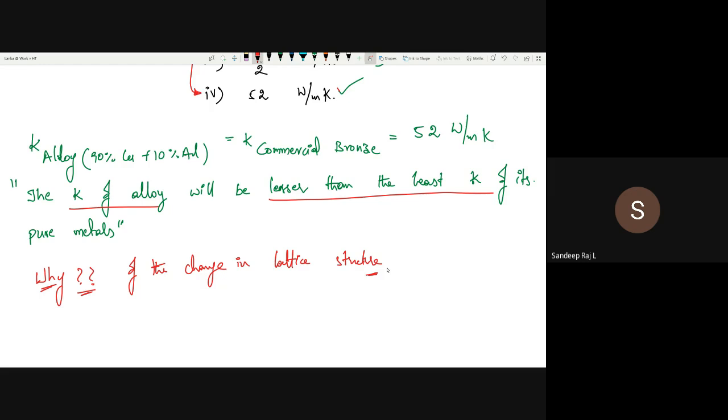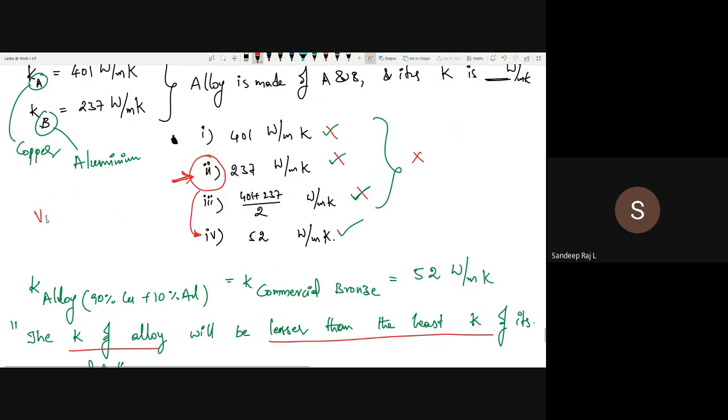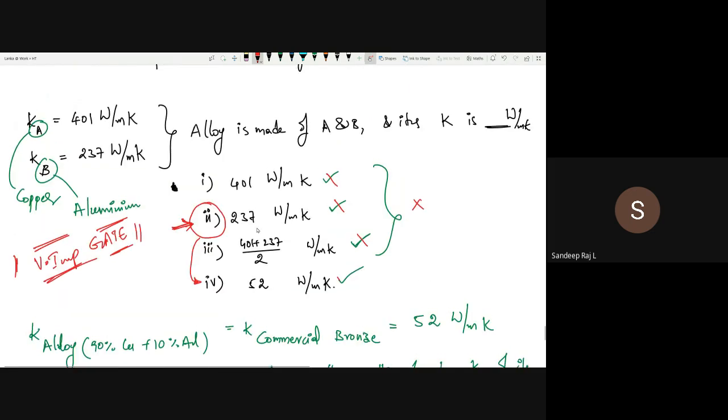So what happens? Your heat transfer will not be as good as in any of its pure metals. It is compromised a lot. That's why the thermal conductivity of an alloy will be lesser than the least thermal conductivity of its pure metals. My dear friends, this is a very important GATE question. Most of the times this kind of question is asked in competitive examinations, whether it is GATE or any other. This is the question that is given.